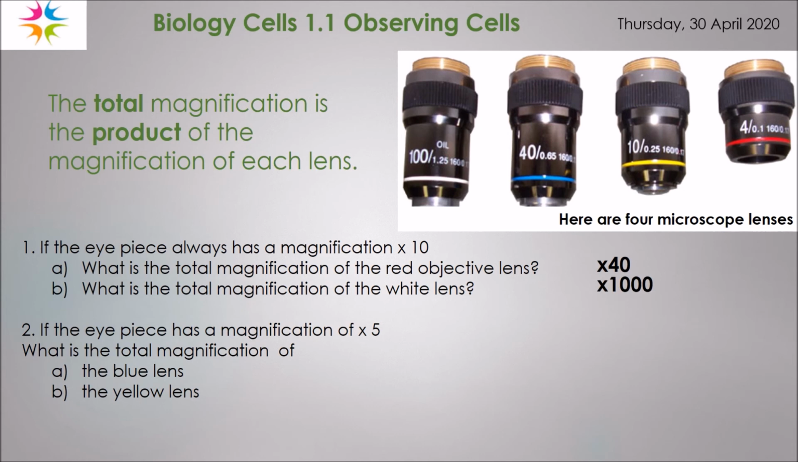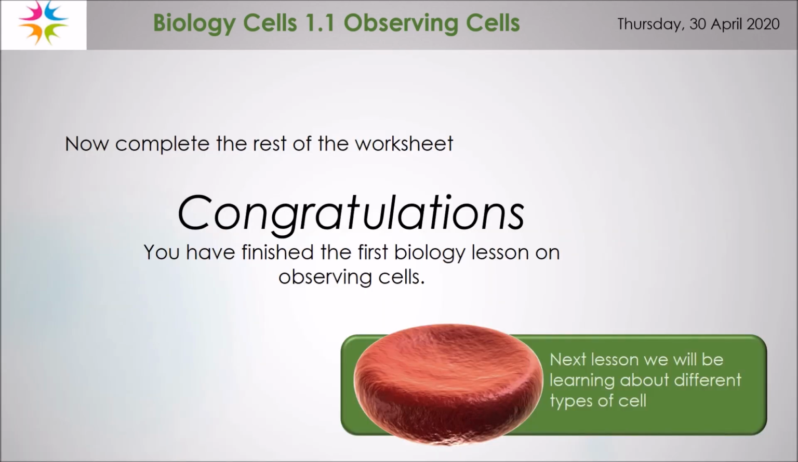So question 2. Now the eyepiece has a magnification of 5 times. So what's the total magnification of the blue lens? That will be 5 times 40, which should be 200. And if we want to find the total magnification with the eyepiece of 5 and the yellow lens of 10 times, the total will be 50 times magnification. That's not so difficult.